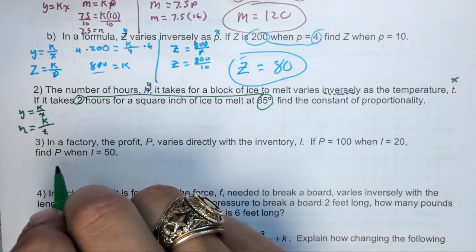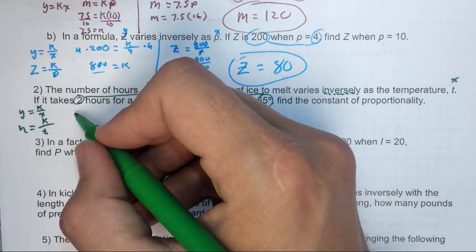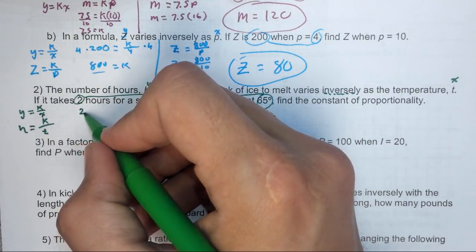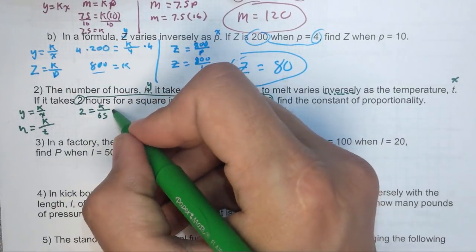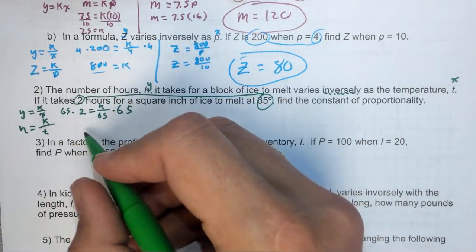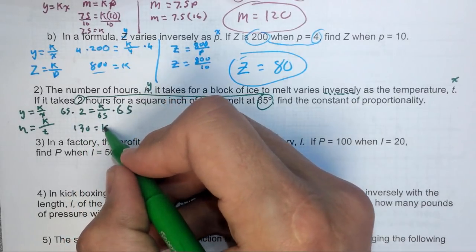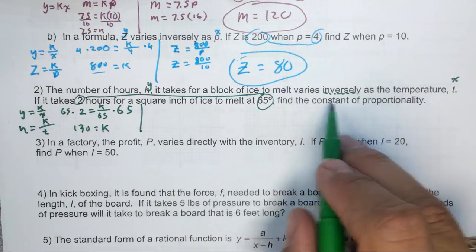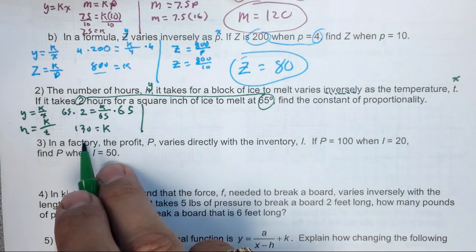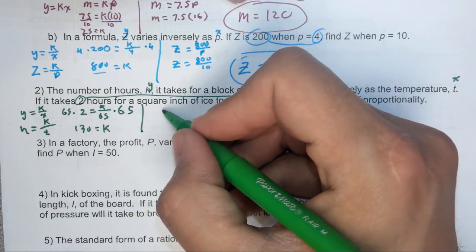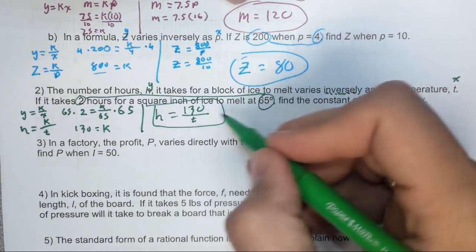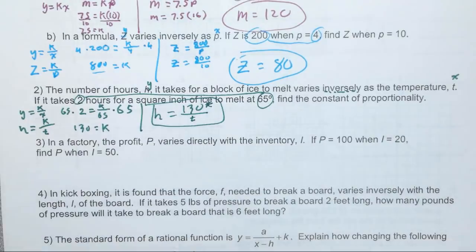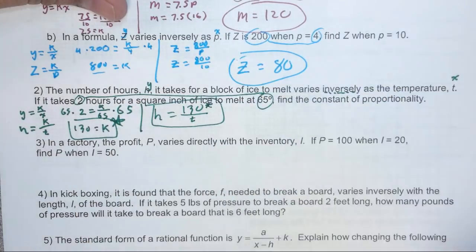So what I need to do, I have my ones tied together. Plug them in here. My H is my hours. So 2 is equal to k over my temperature, which is 65. From here I multiply both sides by 65. 2 times 65 is 130 equals k. All I'm doing is finding the constant of proportionality, and that's what it is. But let's go ahead and make the whole equation for us. So I have H is equal to 130 over my temperature. And this right here, this 130, is my constant of proportionality.